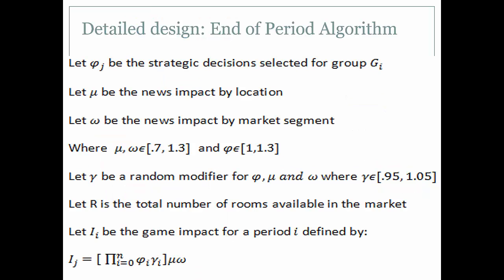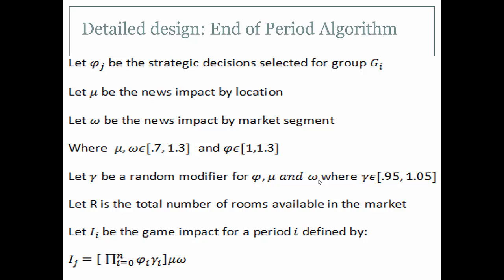Detailed design end of period algorithm. The end of period algorithm is the algorithm which does all the calculations to determine both market share and the revenue for each group for a period. So we let phi sub j be the strategic decision selected by group G sub I. Let mu be the news impact by location. We'll let omega be the news impact by market segment, where mu and omega are within the range of 0.7 and 1.3, and phi is within the range of 1 and 1.3.